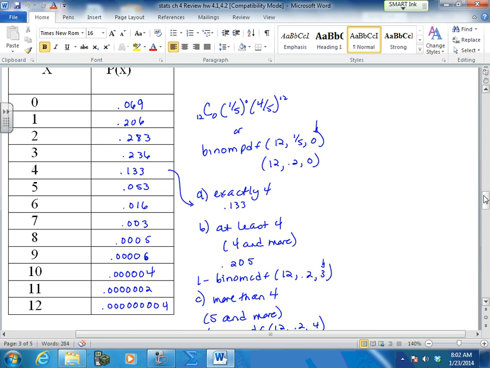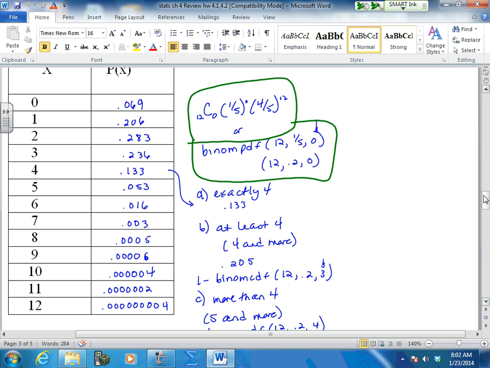1 through 12. You can either do it this way with Bernoulli's, or you can do it in your calculator under 2nd VARS and go down to the one that says binomialpdf. Once you get your table, you can pull out your exactly 4. Your at least 4 says I want 4 or more. So I add up these pieces.